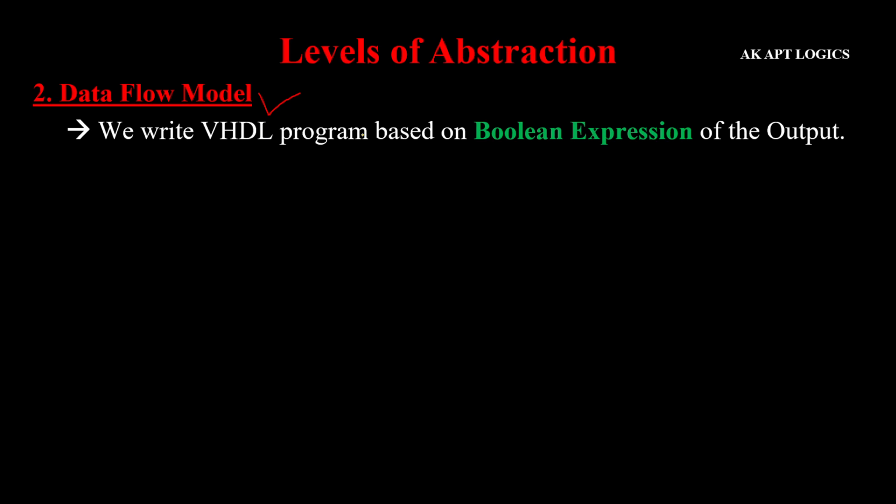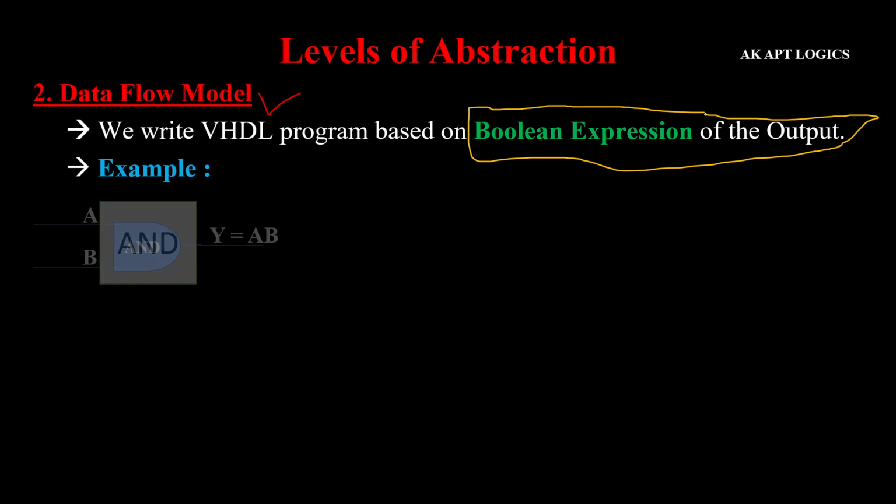We write the VHDL program based on the Boolean expression of the output. We write this particular data flow model using the Boolean expression of the output. Previously we wrote the code using the truth table, but in this we are going to write the code with respect to the Boolean expression of the output in terms of the inputs. So let's take an example.